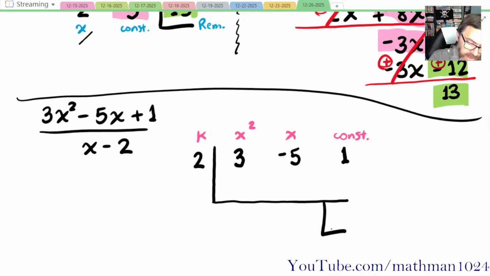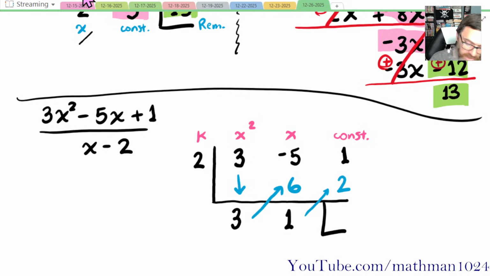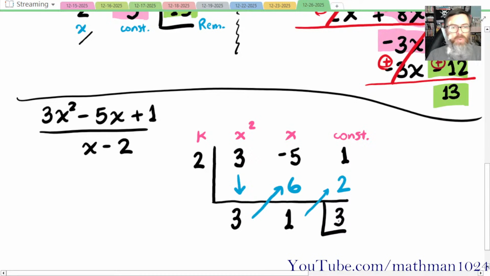All right. I'm going to use blue here. I like blue better. So the first thing I'm going to do is bring the 3 down here. And now we multiply times the k value. So 3 times 2 is 6. Add these guys in the column. Negative 5 and 6 is positive 1. Multiply times k again. So 1 times 2 is 2. Add in the column, and you end up with 3. So all the stuff that you see over there is my scratch work.